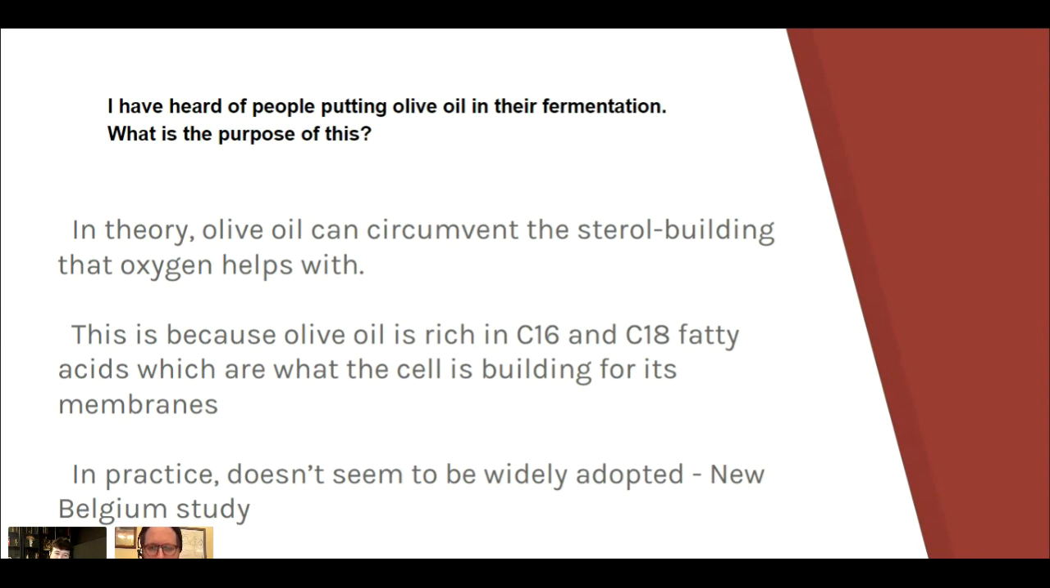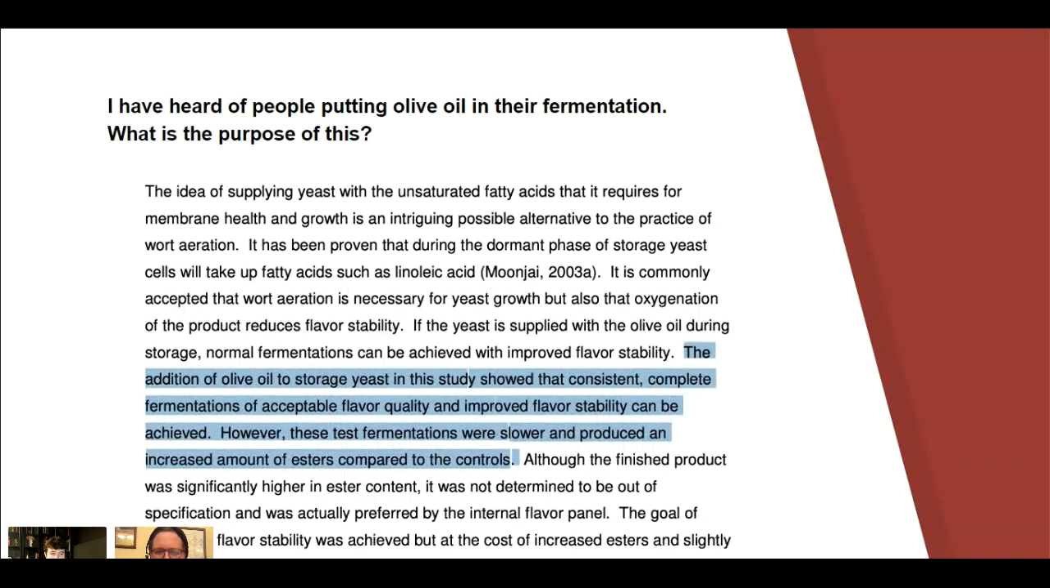I personally wouldn't recommend it, just because there's a lot of complexity to it that you can very easily hurt yourself. Yep. Next slide. And this is, I think, really important to flag, because I think a lot of people have taken home the wrong message from this study. I think a lot of people have heard the message that someone tested out olive oil at New Belgium and it worked the same way as oxygen, and so you can use olive oil.